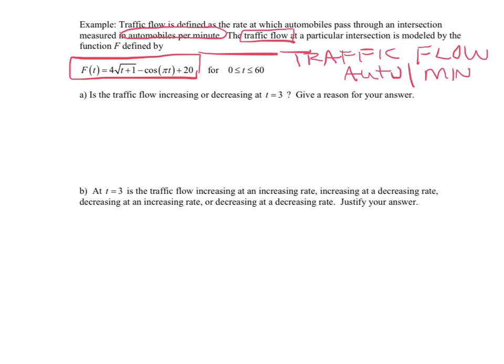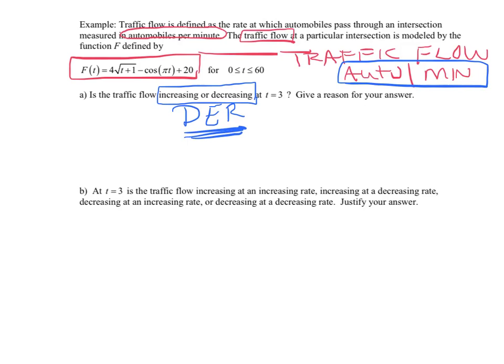Okay, now that means that traffic flow is a rate. I just want to be clear that this is a rate, and again, I know that because it's automobiles per minute. Part A says, is the traffic flow increasing or decreasing at t equals 3? So again, let's pull out those key calculus words. To me, what jumps out of the page is the words increasing or decreasing. Okay, when I see those words, that tells me to take a derivative.